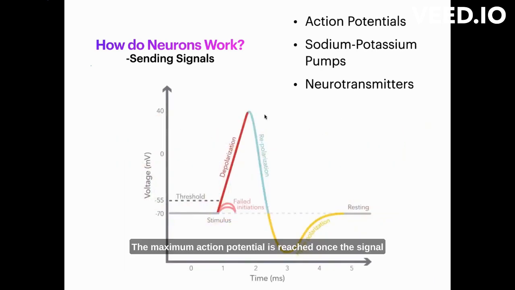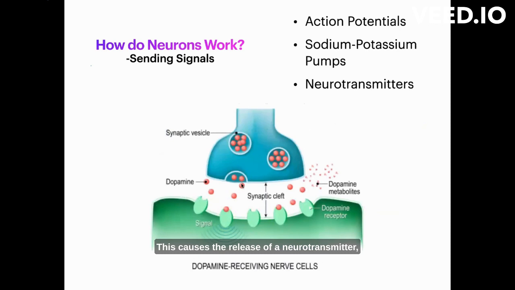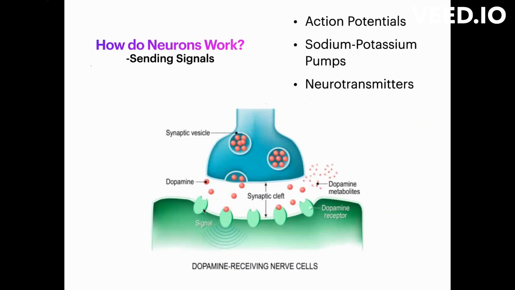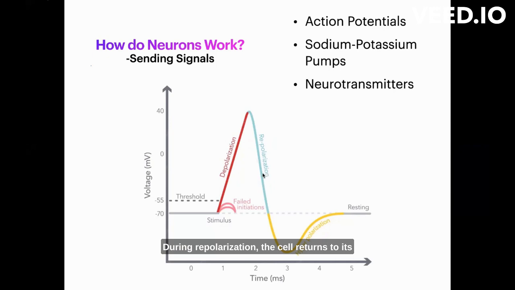The maximum action potential is reached once the signal travels to the end of an axon terminal. This causes the release of a neurotransmitter, which will then trigger an action potential to occur in another neuron. During repolarization, the cell returns to its resting state by following a specific process. Firstly, the gates of the sodium channels close, which halts the influx of positive ions. Simultaneously, the potassium channels open and the potassium inside the cell exits. As a result, the cell loses positively charged ions and returns to its resting state.